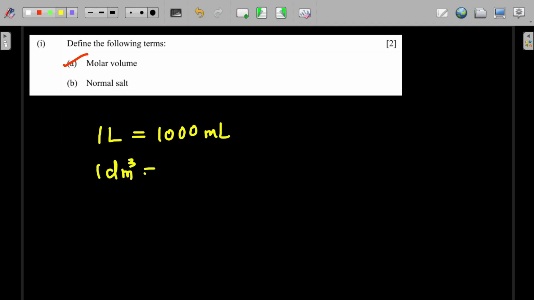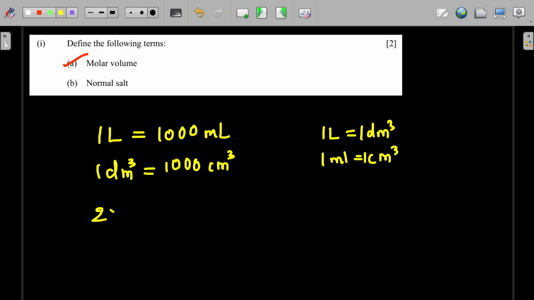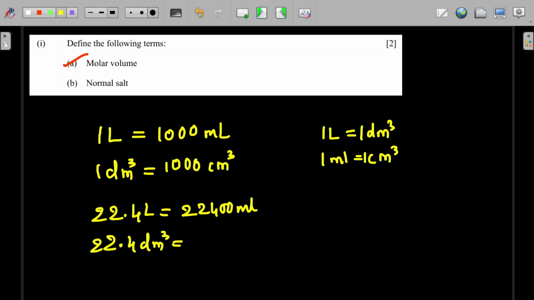1 dm cube is equal to 1000 cm cube, and always 1 liter is equal to 1 dm cube. Therefore, you can also interchange ml and cm cube. Because sometimes they change the units, but whatever units they have used, you use that one only. Therefore, 22.4 liter means 22,400 ml. If they give you 22.4 dm cube and something in cc, then 22,400 cc. These simple conversions you should know. Okay?